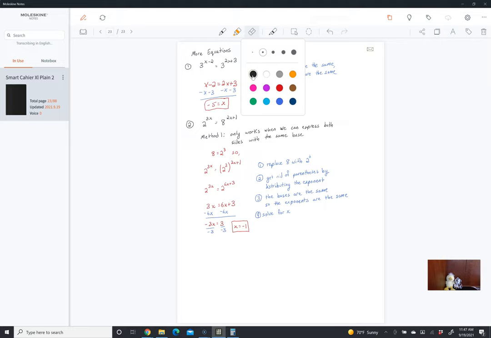Okay, method 2. In method 2, again, this always works. You're going to take the log of both sides, which means we take the log on the left and the log on the right. So we have log of 2 to the 3x is equal to log of 8 to the 2x plus 1.